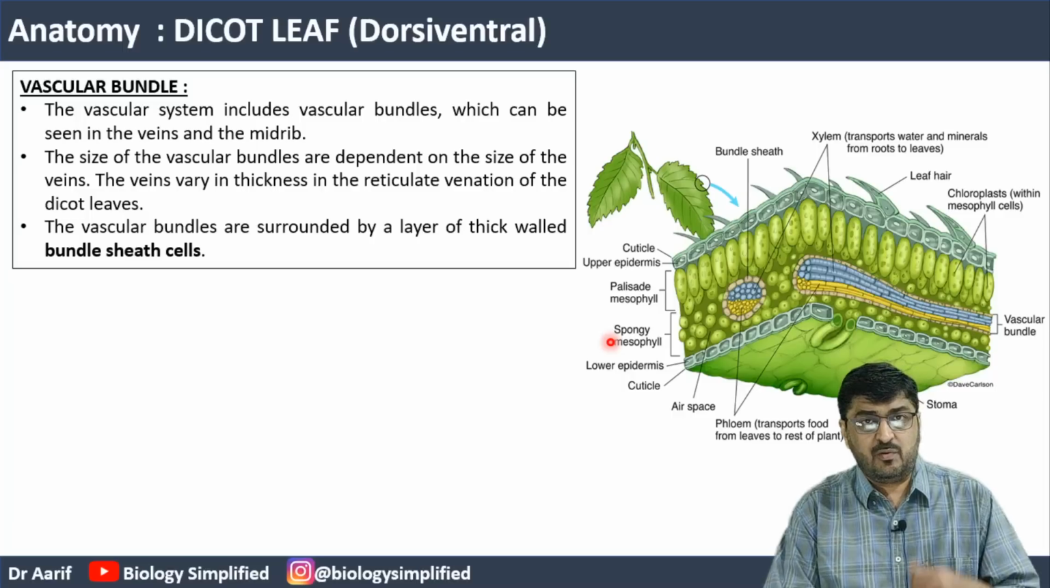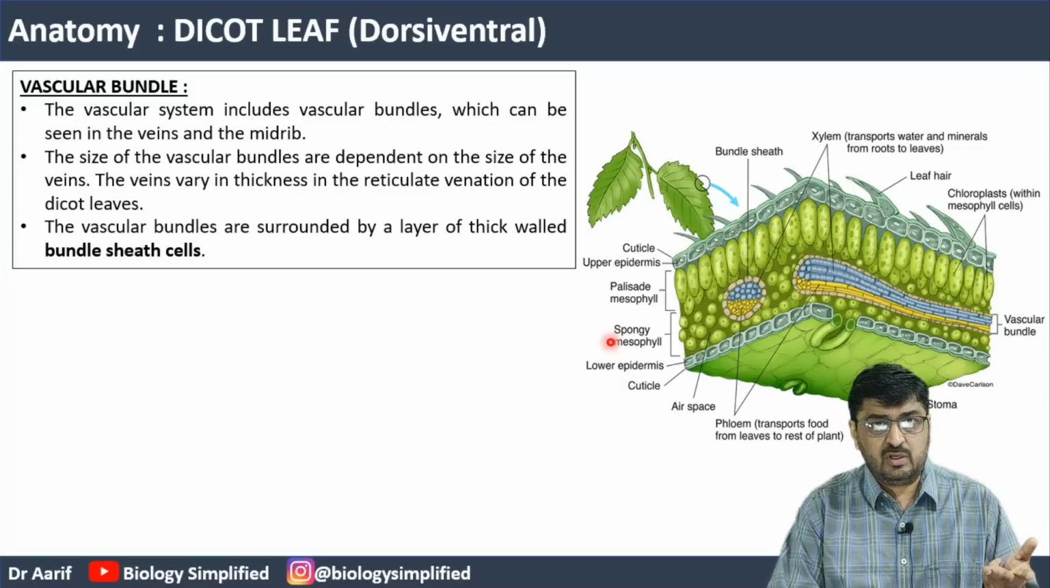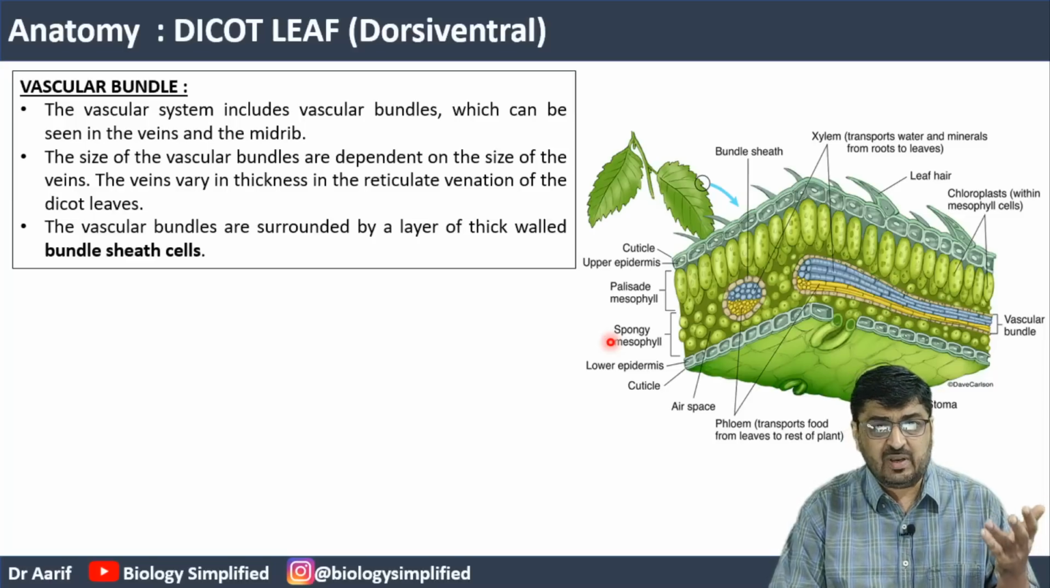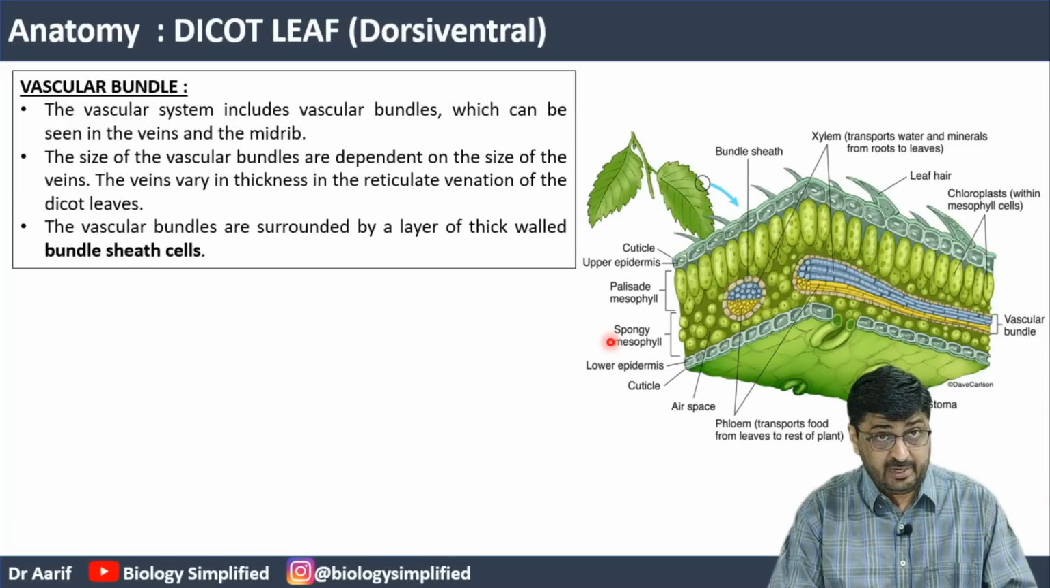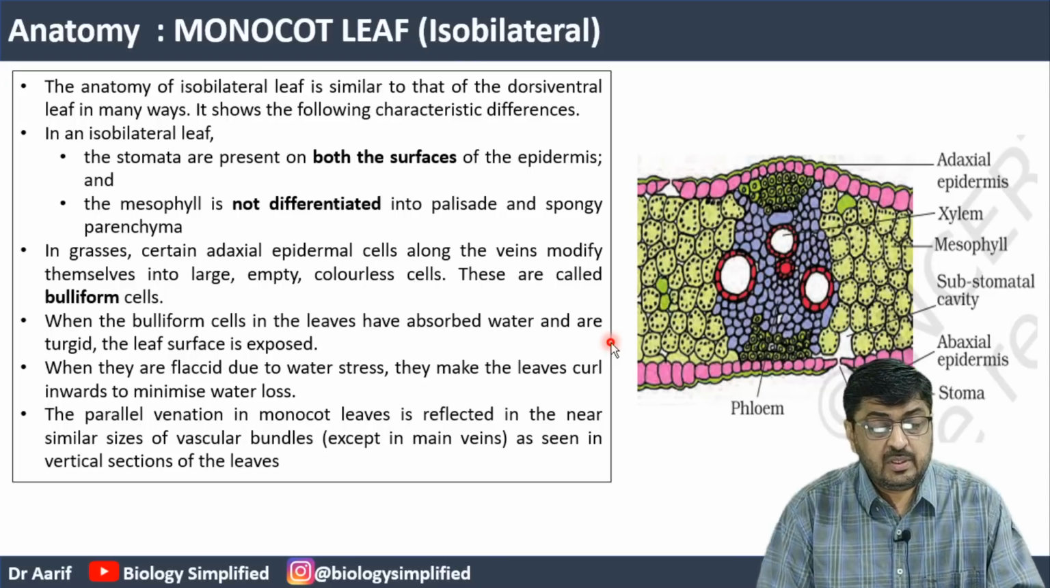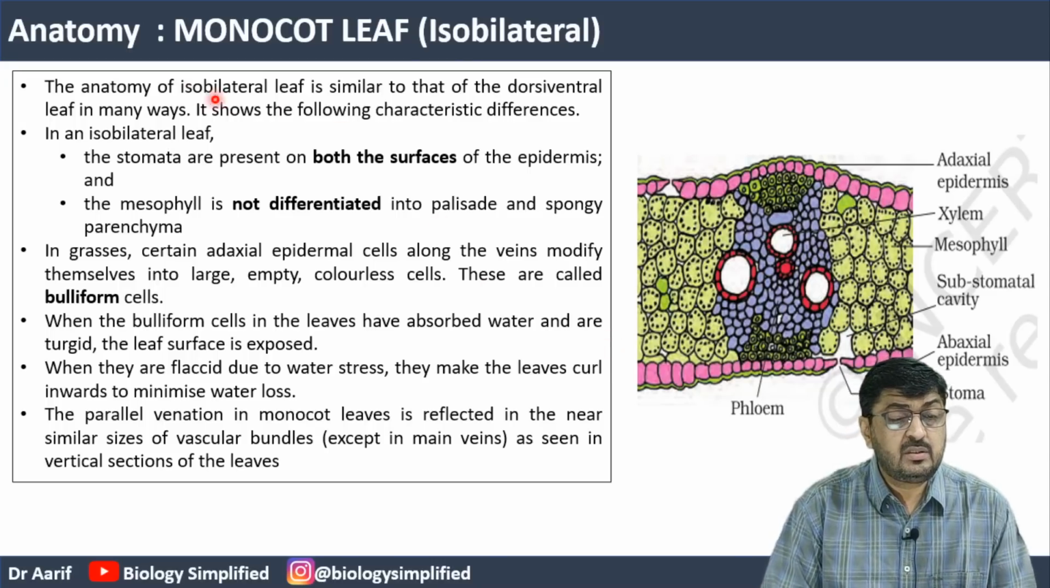So we've got the epidermis, upper lower, then we got the mesophyll, and third we got the vascular bundle. अब ये dicot हो गया. Monocot में, have a look at monocot, please.